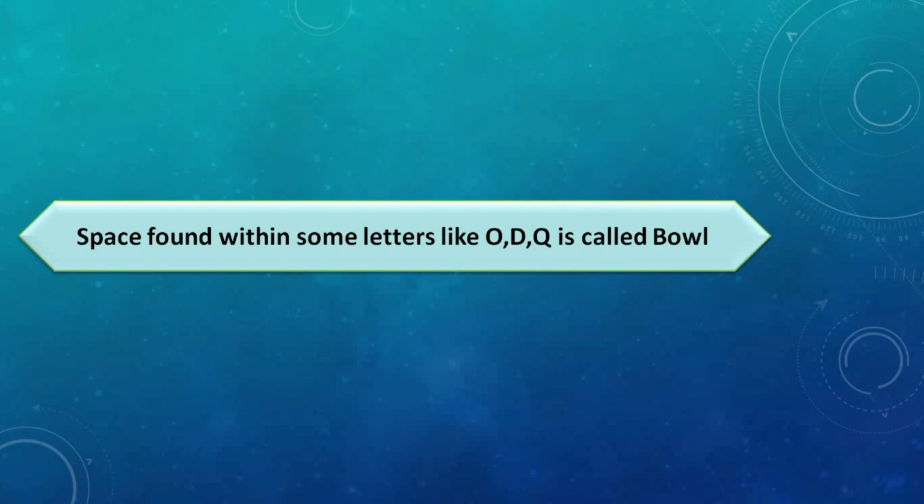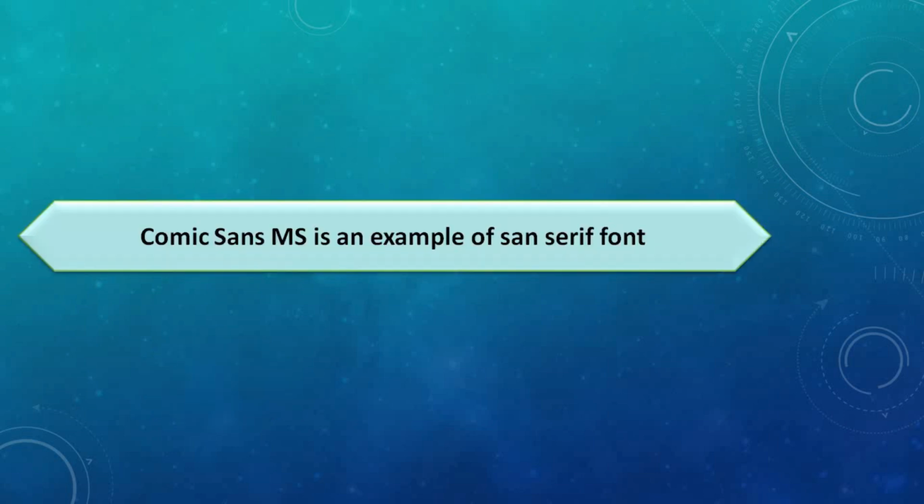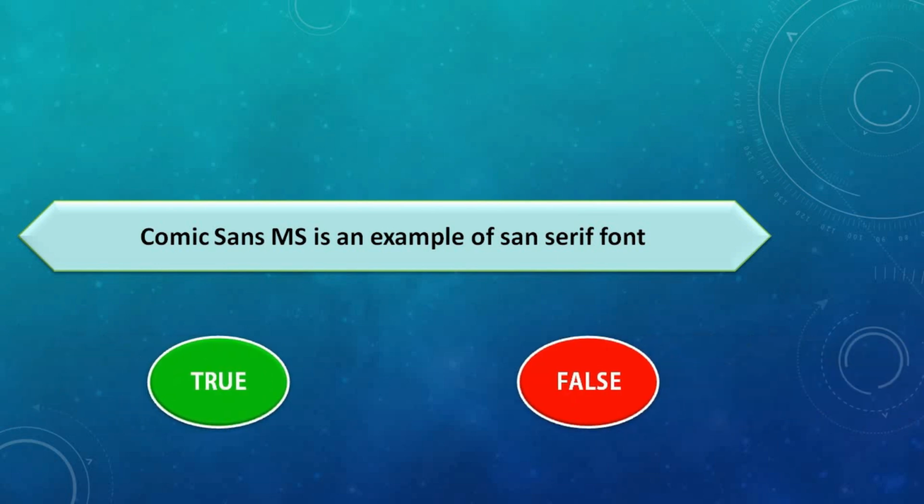Space found within some letters like O, D, Q is called bold. True or false? Yes, the answer is true. Comic Sans MS is an example of sans serif font. True or false? The answer is true. Yes, Comic Sans MS is an example of sans serif font.